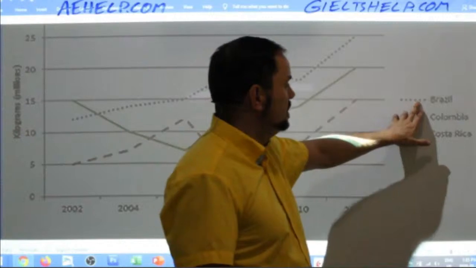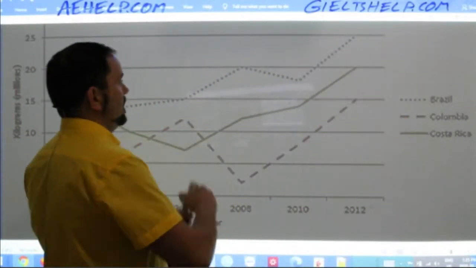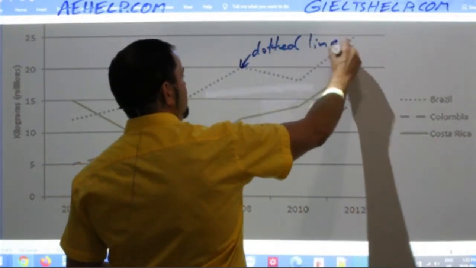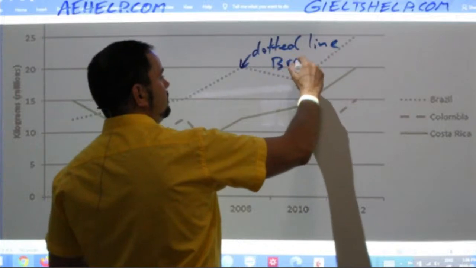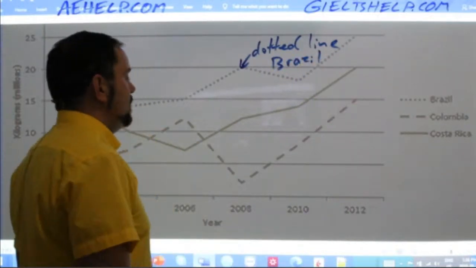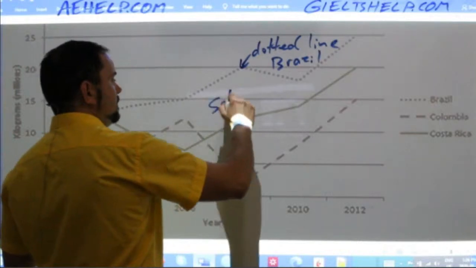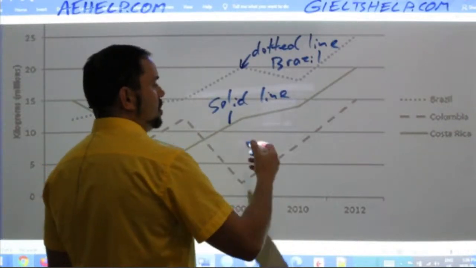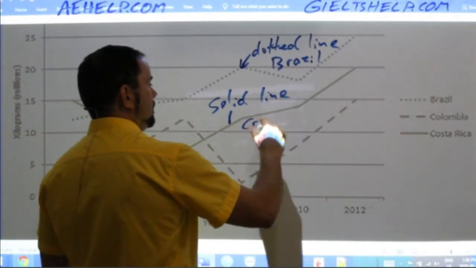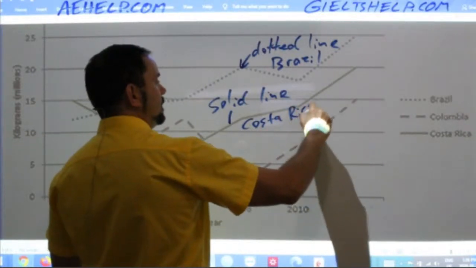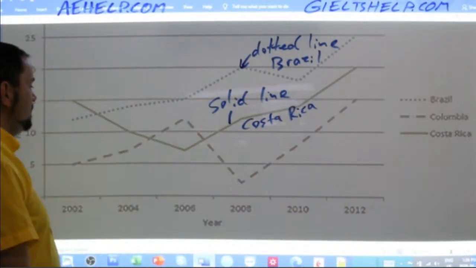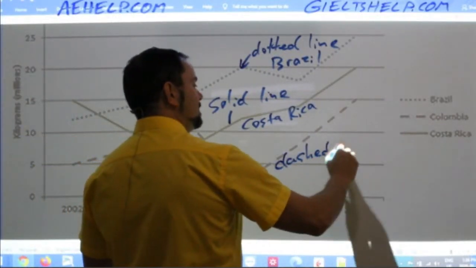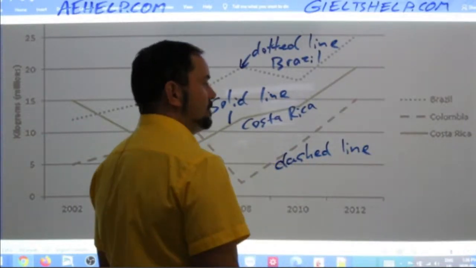So you have Brazil with the dotted line. Okay, so this is the dotted line. This is good vocabulary, by the way. Dotted line is Brazil. Okay, this is the solid line. Okay, the solid line represents Costa Rica. Okay, and then this line, which is called a dashed line, represents Colombia.